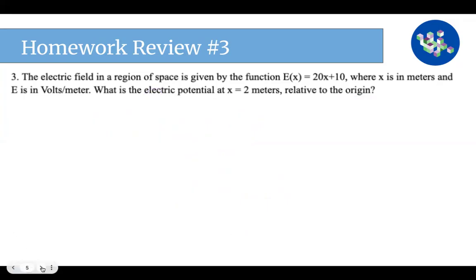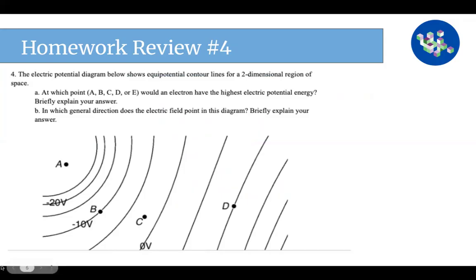Let's see. The electric potential diagram below shows equipotential contour lines for a two-dimensional region of space. At which point, A, B, C, or D, would an electron have the highest electric potential energy? So just remember U equals QV.